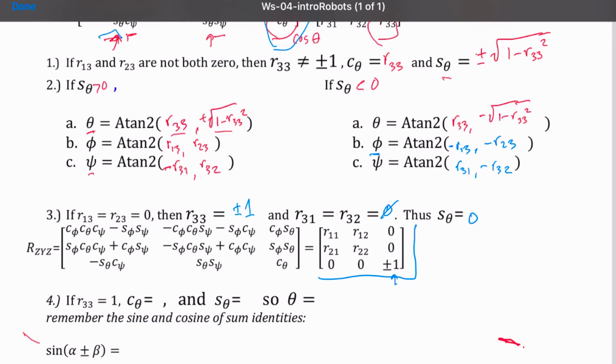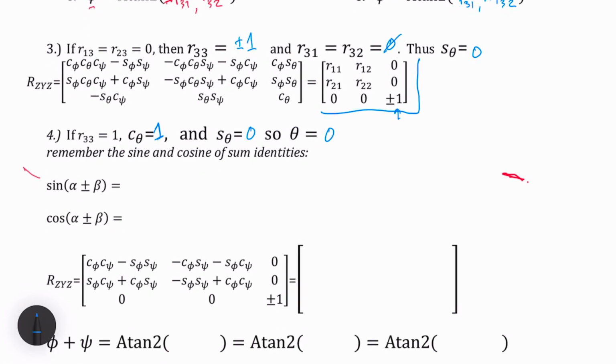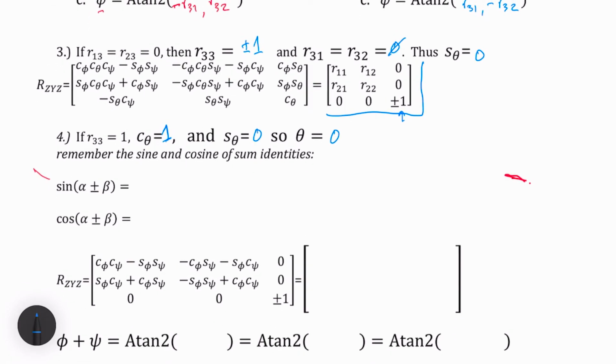Either this entry down here is positive or it's negative. If it's positive, what theta would give us a positive 1? That means that the cosine is 1, sine of theta is 0. So the only angle that can do that is theta equal to 0. 0 radians, 0 degrees.